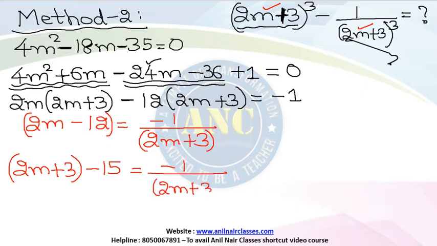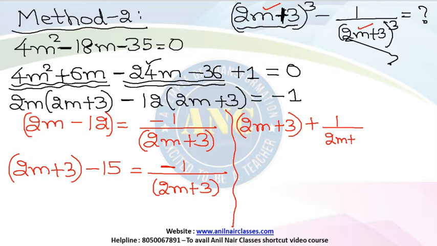That means, observe carefully, this term 2m plus 3 I will write it as it is, and minus 1 divided by 2m plus 3 in the right hand side, shift it to the left hand side. Plus 1 divided by 2m plus 3 it will become, and minus 15 in the left hand side, shift it to the right hand side, it becomes plus 15. Now I got what I require. Now to avoid confusions, just to do one simple thing, 2m plus 3 put it as x.